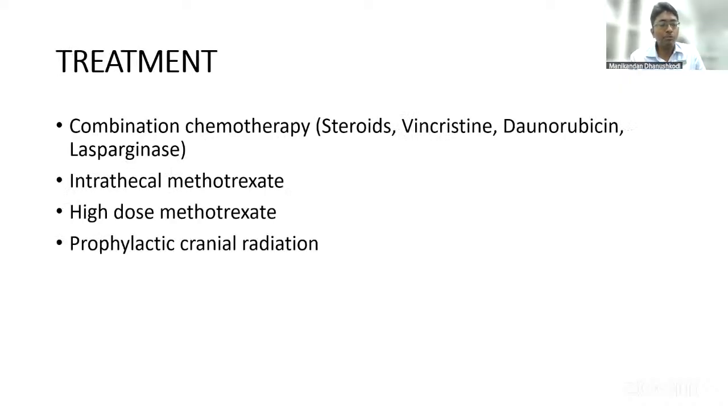So in general, the treatment for acute lymphoblastic leukemias consists of combination chemotherapy with a steroid backbone, vincristine, daunorubicin, and L-asparaginase. We also know that most leukemias, if not treated adequately, will eventually have a CNS or testicular relapse. To prevent this, CNS prophylaxis in the form of intrathecal methotrexate and also high-dose methotrexate, which crosses the blood-brain barrier, is mandated. And for T-cell ALL and other high-risk ALL, prophylactic cranial irradiation is needed to prevent a cranial relapse.